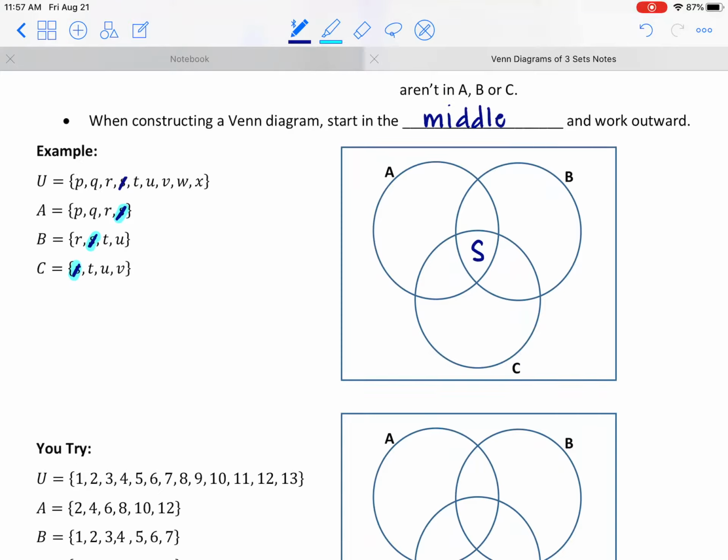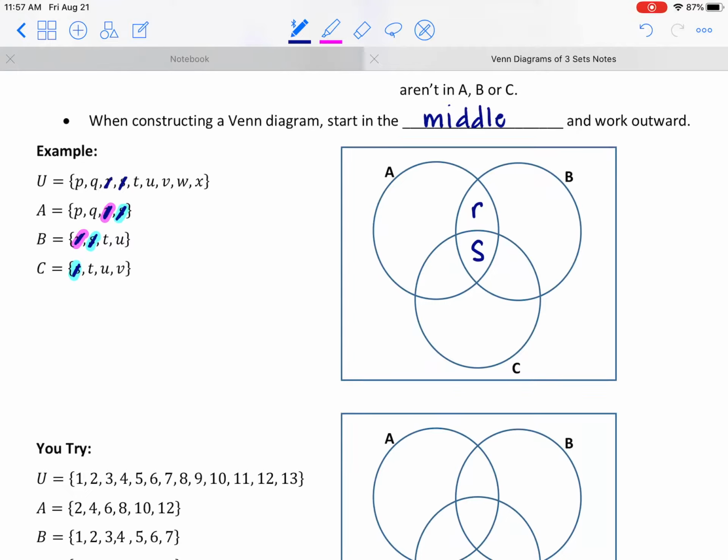So I'm going to look at what is in A and B. What's in common to A and B? So A and B both have R, and I think that's all that's in common to those two. So A and B, we're going to place R, and then let's cross R off of each of the lists.